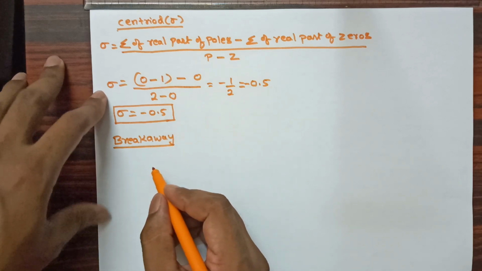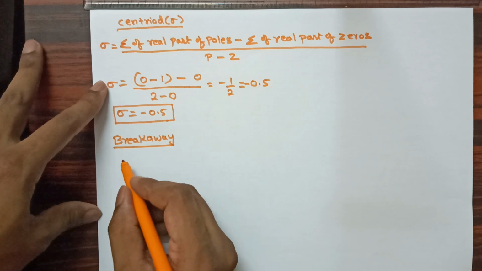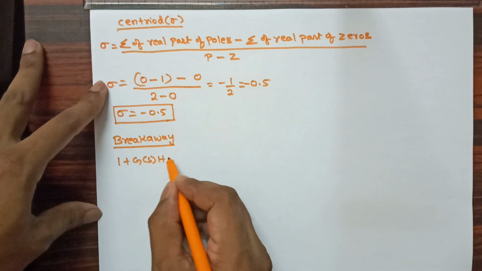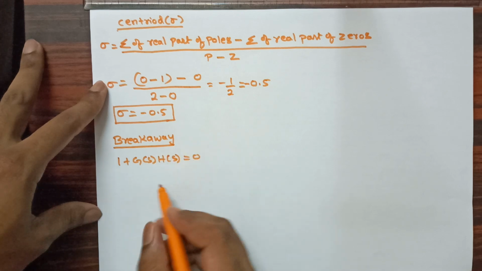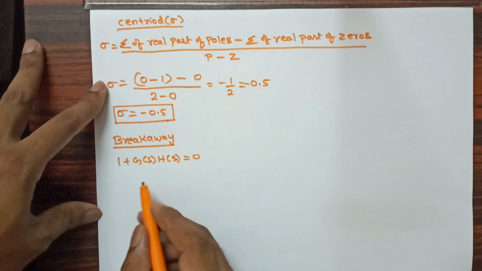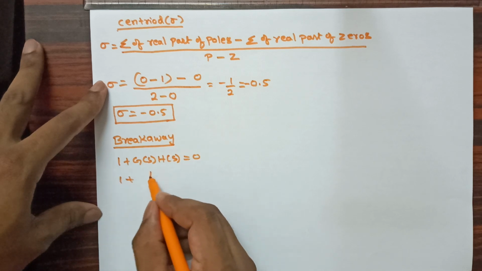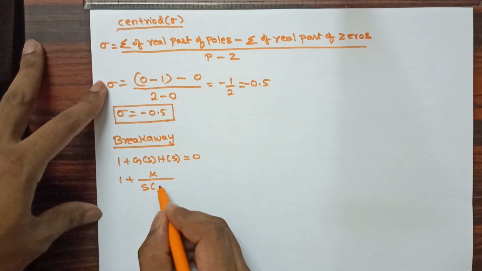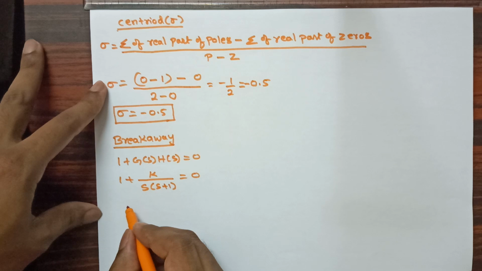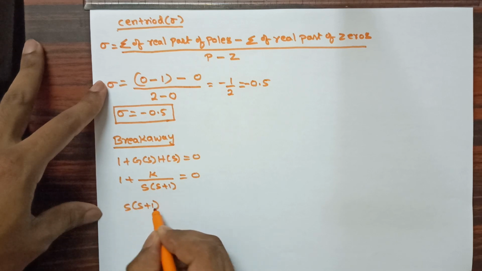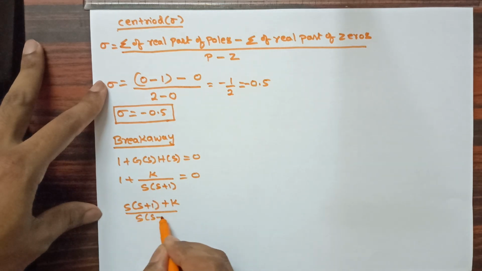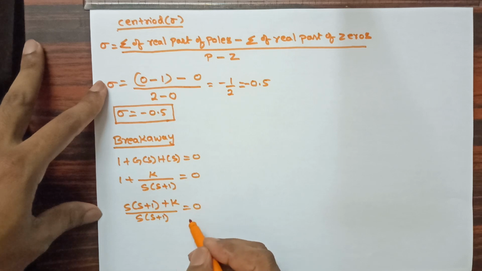To calculate the breakaway point, the procedure is, first we need to find 1 plus G(s) H(s) equals 0. In this problem we know G(s) H(s) is equivalent to k divided by s(s plus 1). By substituting, 1 plus k divided by s(s plus 1) is equal to 0. Take the LCM: s(s plus 1) plus k, whole divided by s(s plus 1), is equal to 0.